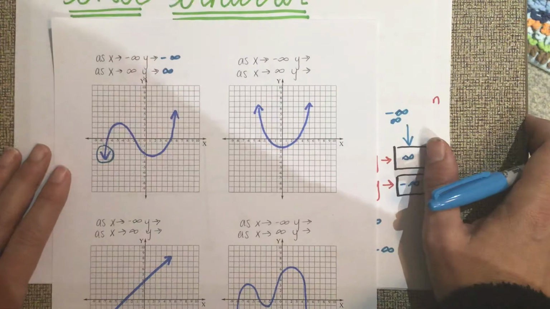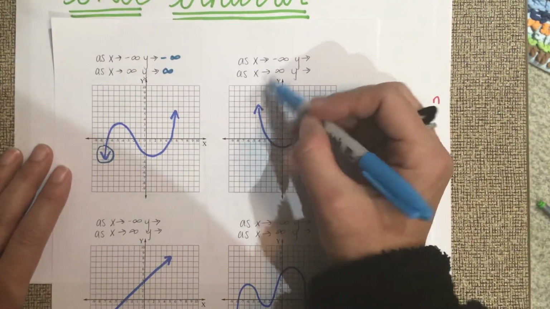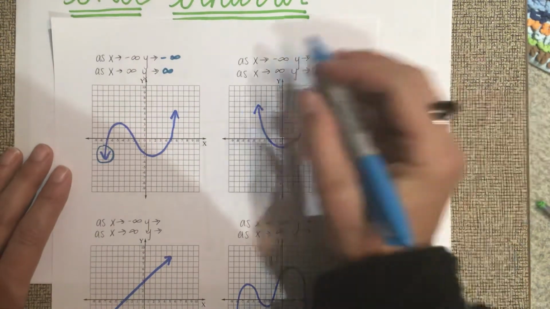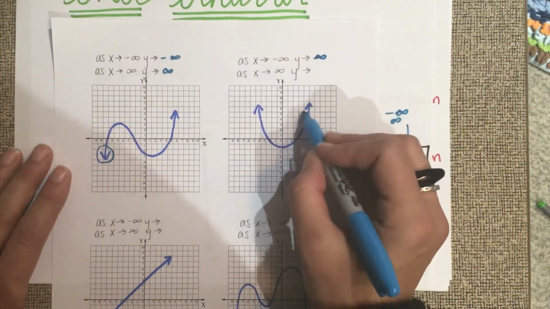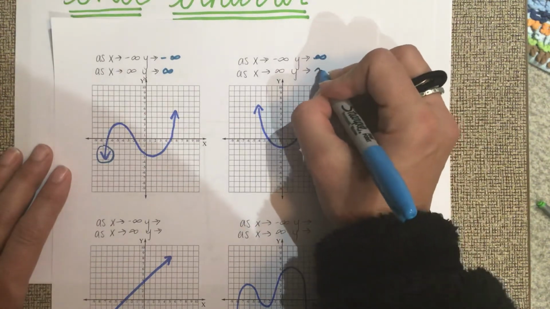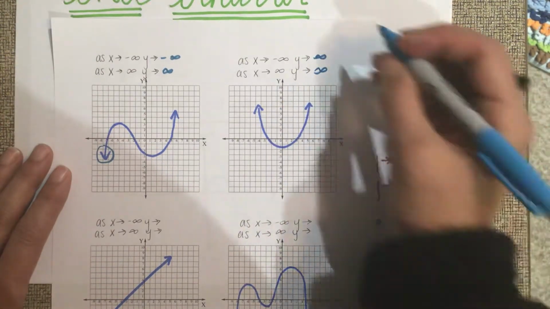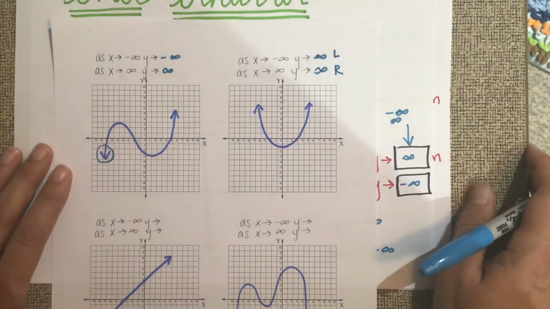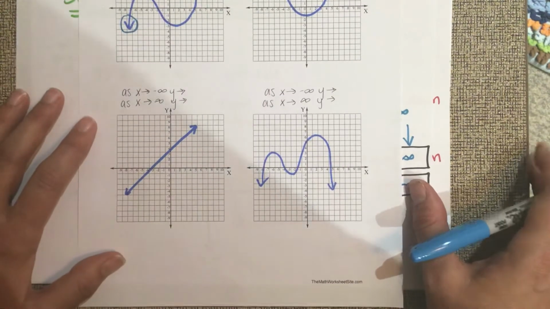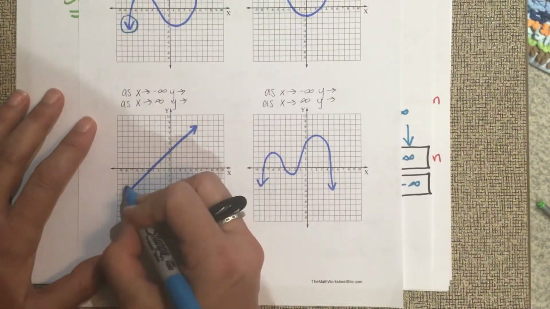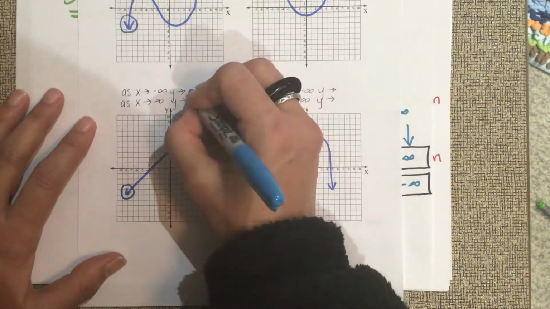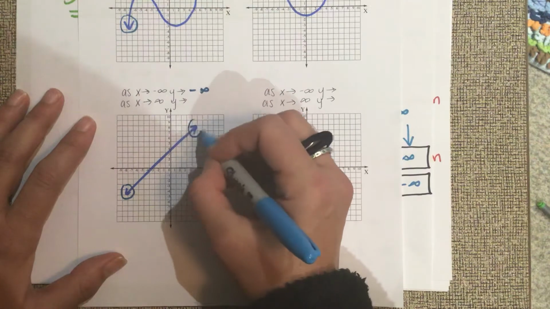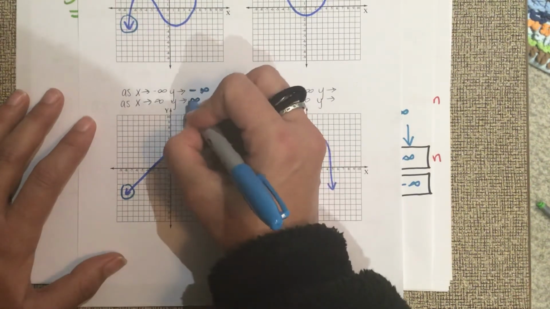All right, for this next one, as x goes to negative infinity, so we're talking about the left, my y is going to positive infinity. And then as x goes to positive infinity, so we're talking about the right-hand side, this is also going to positive infinity. Okay, so again, this is the left one, this is the right one. As x goes to negative infinity, we're going this way, my arrow keeps going down, so this is going to be negative infinity. And then to the right, it's going to positive infinity.